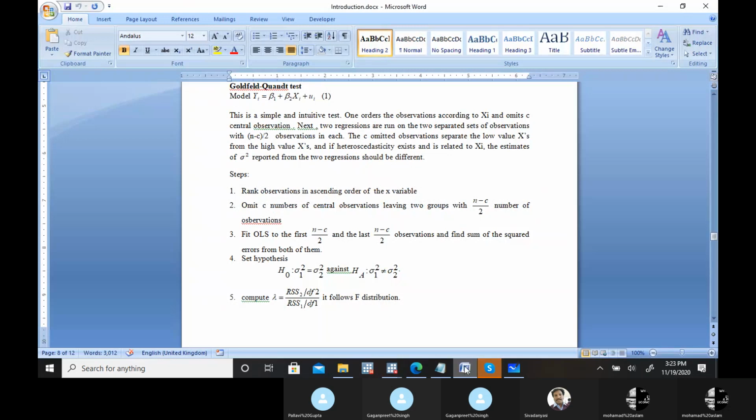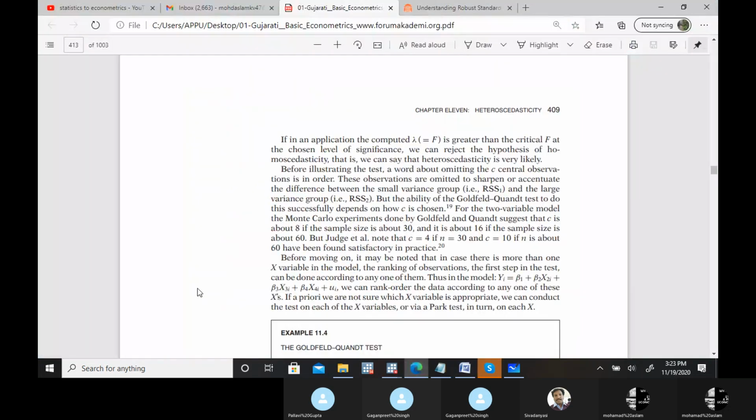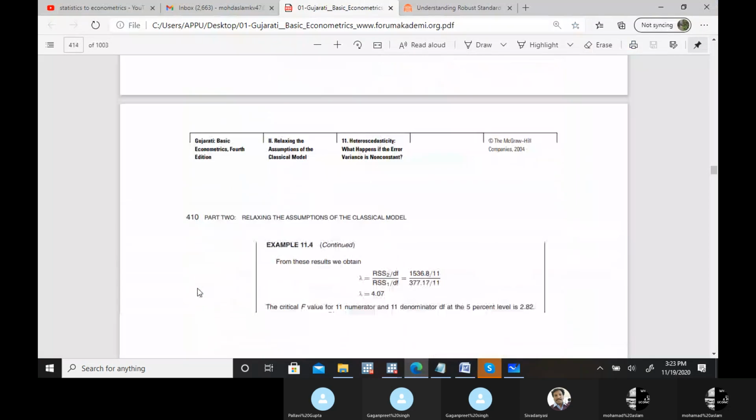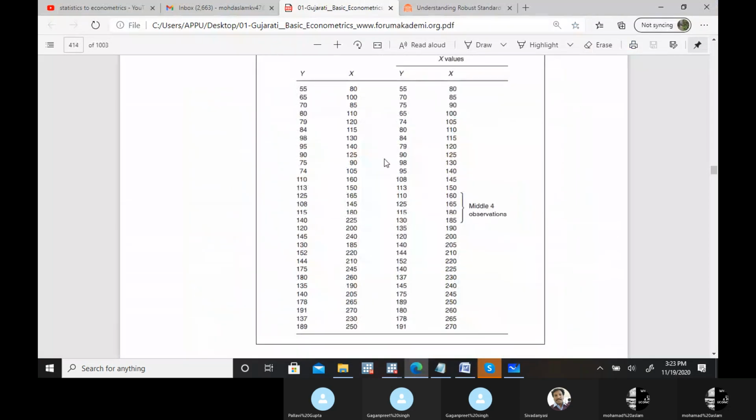But the thing is, how many central observations will you omit? In this particular example, they omitted 4 observations because the sample size is 30. First you have to arrange the independent variable x in ascending order. Accordingly, y will automatically get changed. Means you have to follow the order of only the independent variable, x.